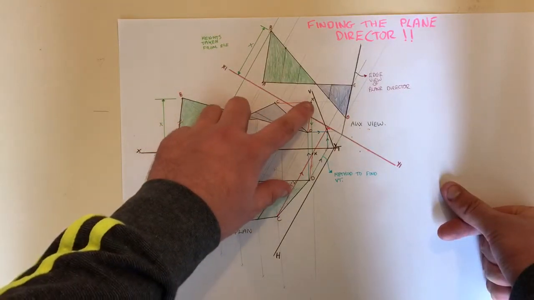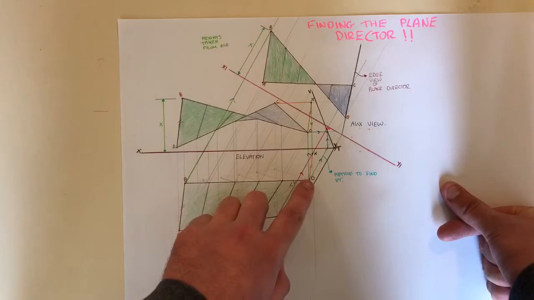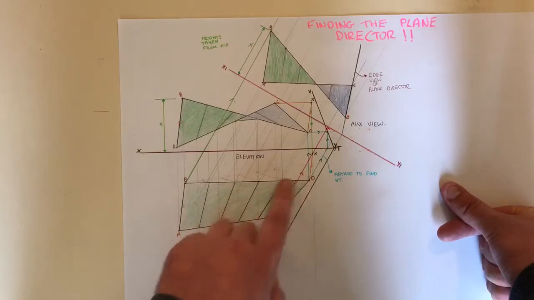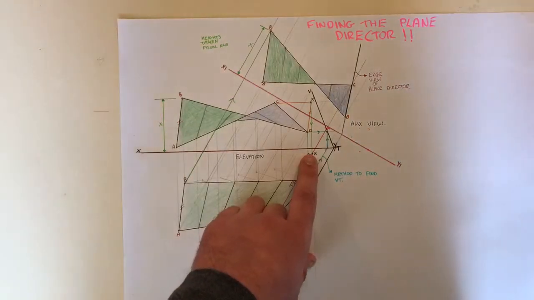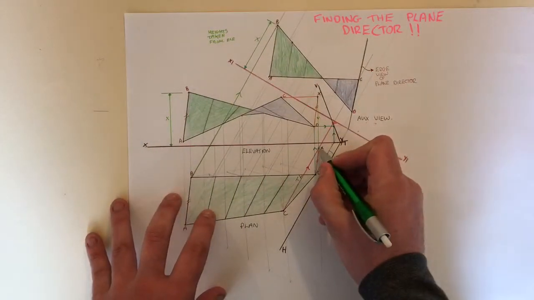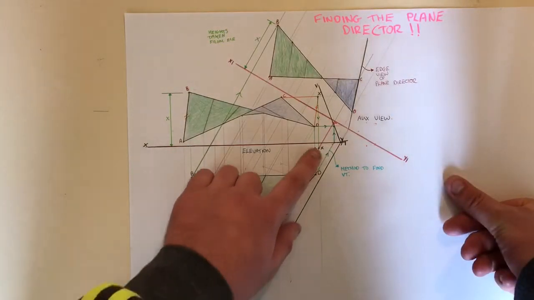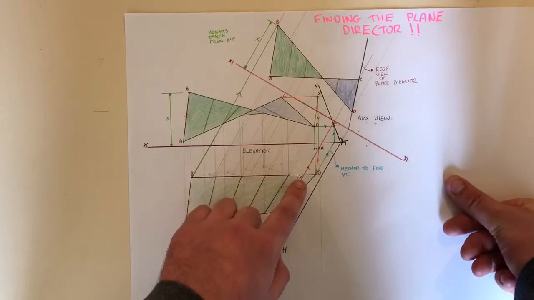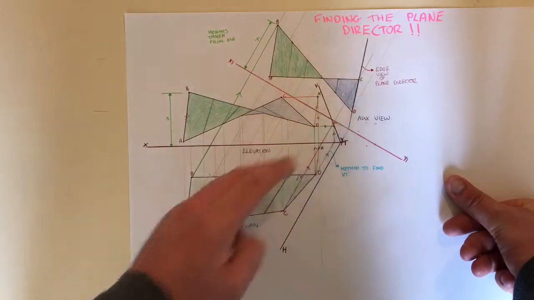So we project point X down to our plan, and we do the same thing: we take a line from point D parallel to AB in plan, and where that cuts the line we brought down from X, that finds X in plan. So if we join C to X, that'll give us our true length line, and we know if we look along our true length line, we'll get an edge view of the plane.